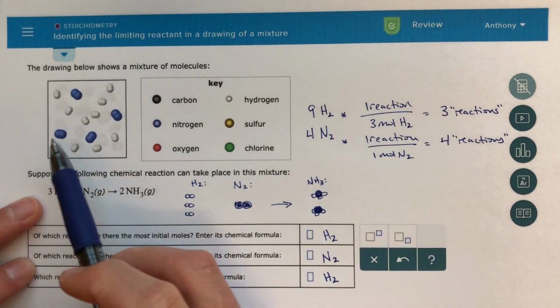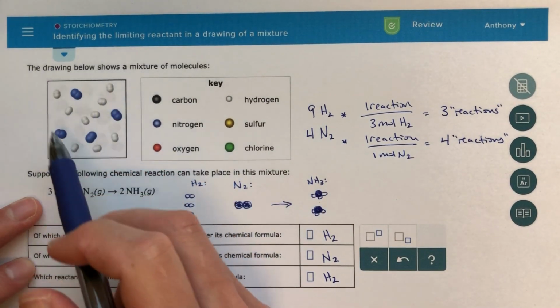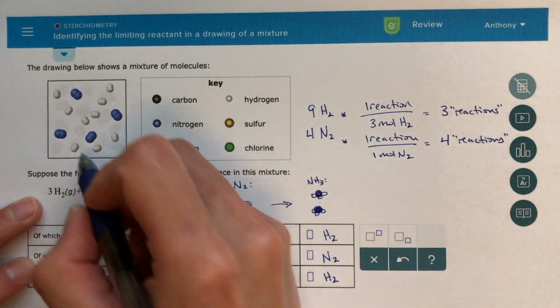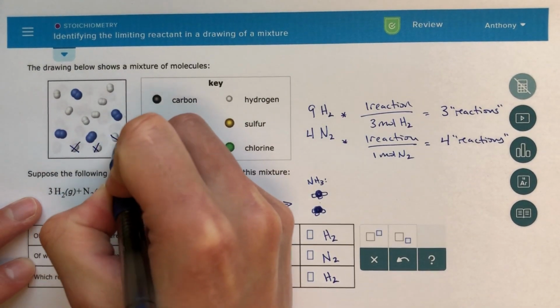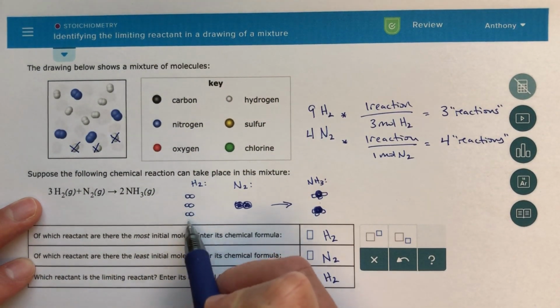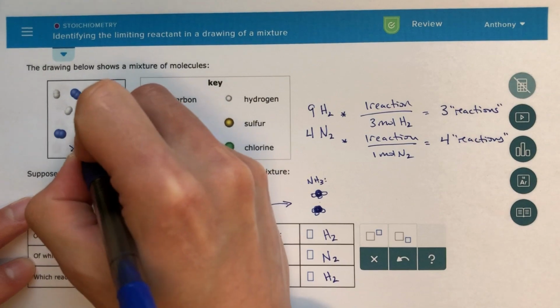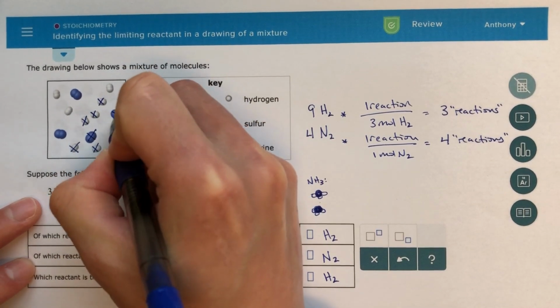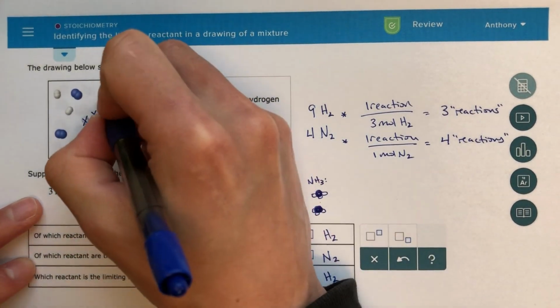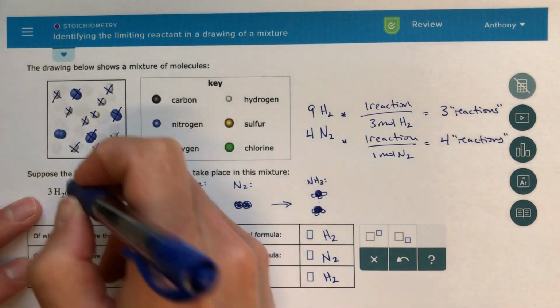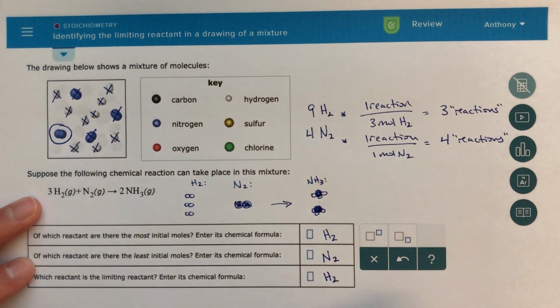Another way to think about this, maybe visually, is to go through, this is my starting number of moles of H2 and N2, and start canceling them out. So 1, 2, 3, that's going to be 1 reaction. That's going to react with 1 of my N2s. So then 1, 2, 3, 1, that would be another reaction. 1, 2, 3, 1, that would be another reaction. And I'm left over with 1 more N2.